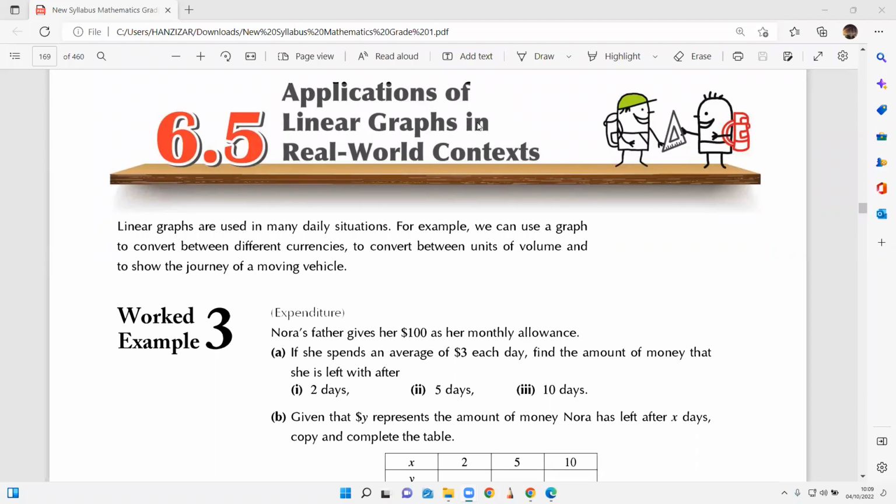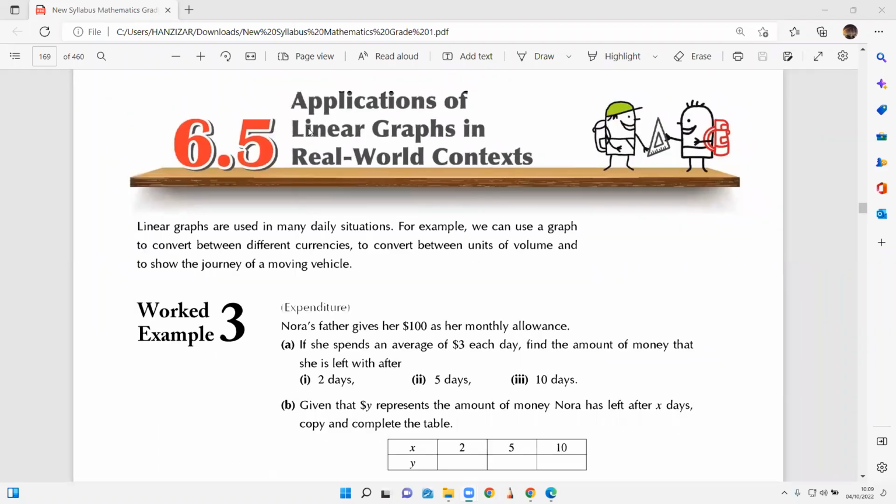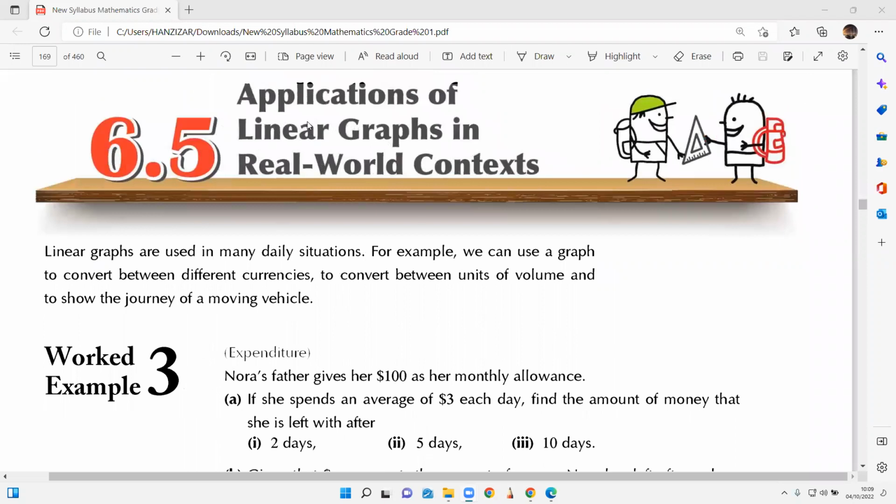Okay, application. So what is the application of linear graphs in the real world context? This is actually useful in your daily life. For example, if you buy something, you have to pay, right? If you buy more, you have to pay more. And if you do something, you have to do it somewhat in the real context of the linear graph.